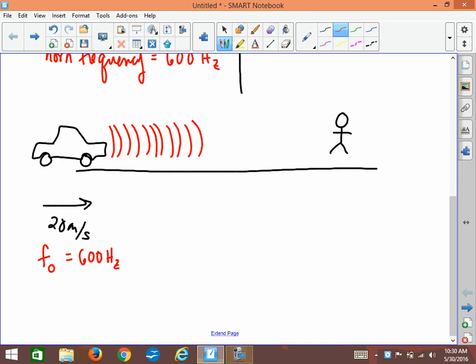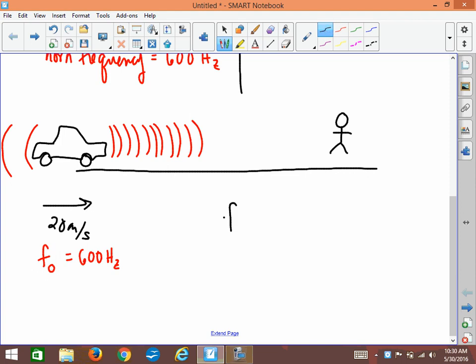And you will not hear 600 hertz. The ones in the back will be spread out, but they don't matter. The car is coming towards you, and you're going to hear squished up pressure waves in front of the car. And so the way we deal with that is by using this little equation.